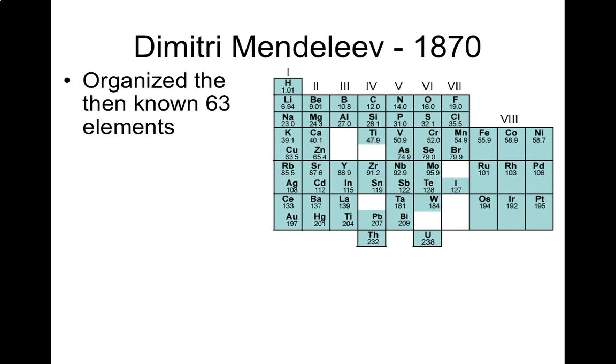Let's do 63 because that's what we know so far. So that's what he decided to organize. He got out some cards and he wrote down what they knew about the elements on the cards, and he started organizing them like a game of cards.